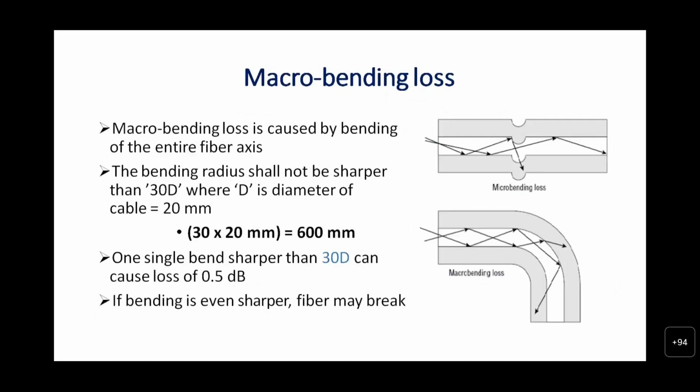In macro bending, losses are caused by bending of the entire fiber axis. The bending radius shall not be sharper than 30D, where D is the diameter of the cable, approximately 20 mm. Similarly, one single bend sharper than 30D can cause a loss of 0.5 dB. If the bending is even sharper, the fiber may break.